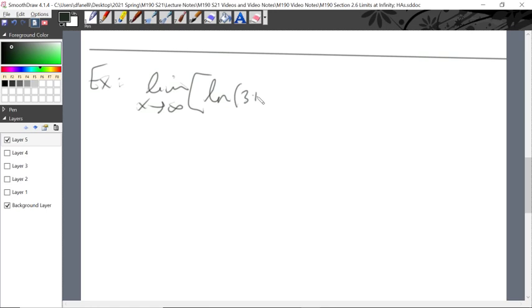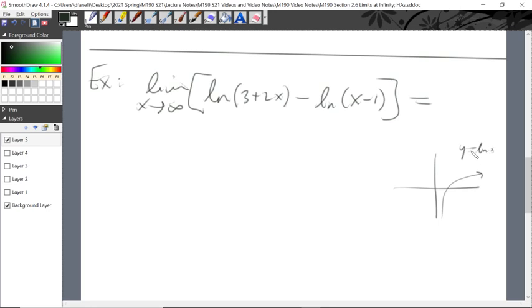Limit as x goes to infinity of the quantity, the natural log of 3 plus 2x minus the natural log of x minus 1. If we run the limit on these terms, we're going to get the natural log of a really large number. Remember the graph of y equals the natural log of x: it has a vertical asymptote at x equals 0, but no horizontal asymptote. The limit as x goes to infinity of the natural log of x is infinity. So this is going to infinity, and then we're subtracting something that is also going to infinity. So we have an indeterminate form.